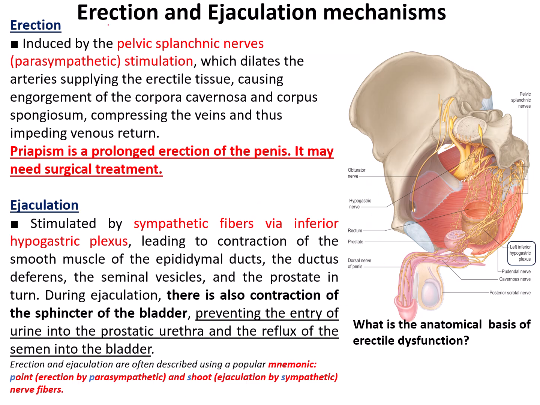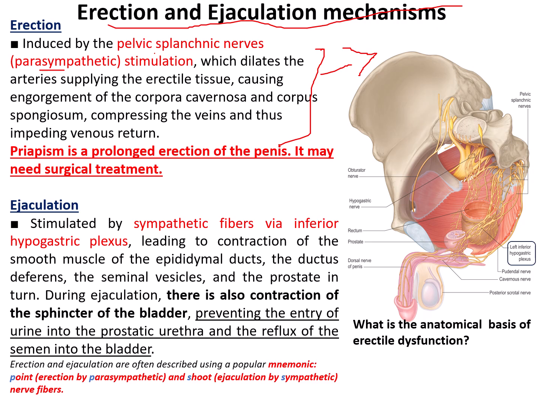Here is the mechanism of erection and ejaculation. So, erection is stimulated or controlled by the pelvic splanchnic nerve, which is parasympathetic. And this erection is maintained by blood supply and also by innervation. Both are important for erection. Failure of erection due to insufficient blood supply or damage of the pelvic splanchnic nerve results in erectile dysfunction or impotence.